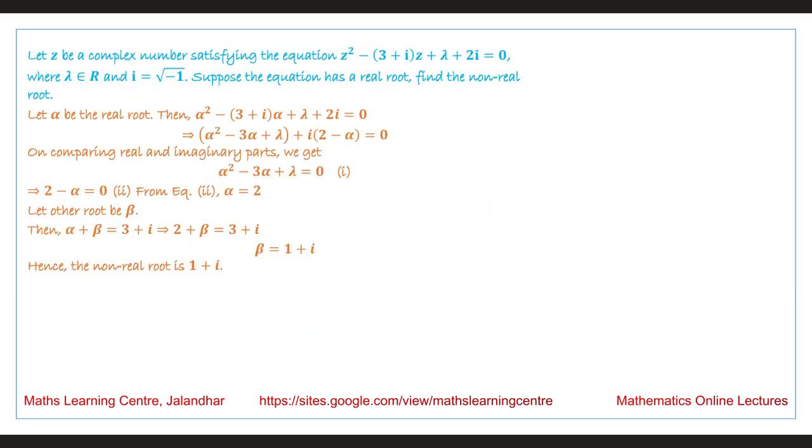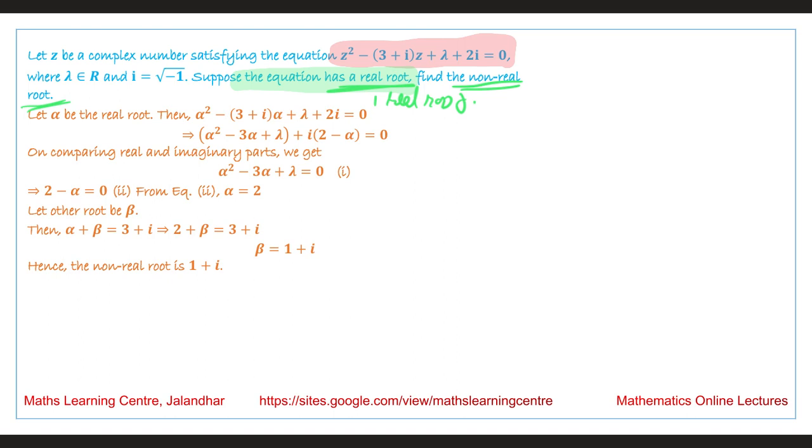Next is, let z be a complex number satisfying this equation. This quadratic equation is given to us in z. It is z square minus (3 plus iota) z plus (lambda plus 2 iota) is equal to 0. Then it is given that we suppose this equation has one real root. Then we have to find the non-real root.